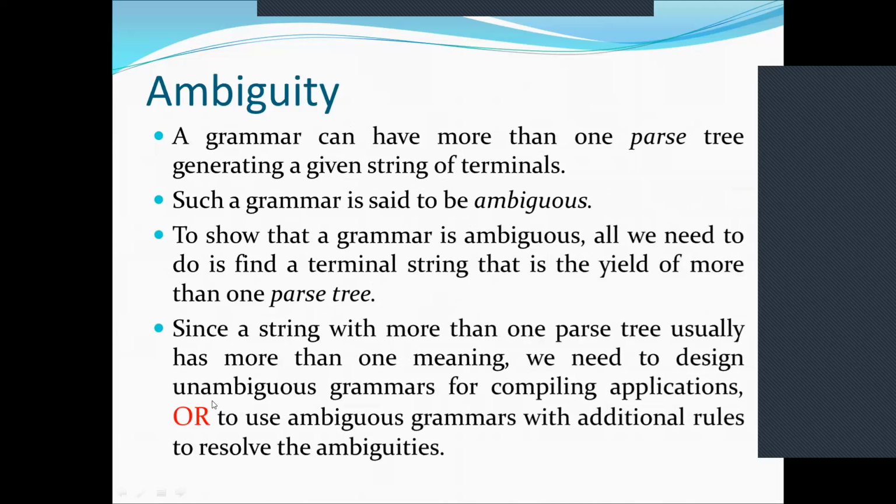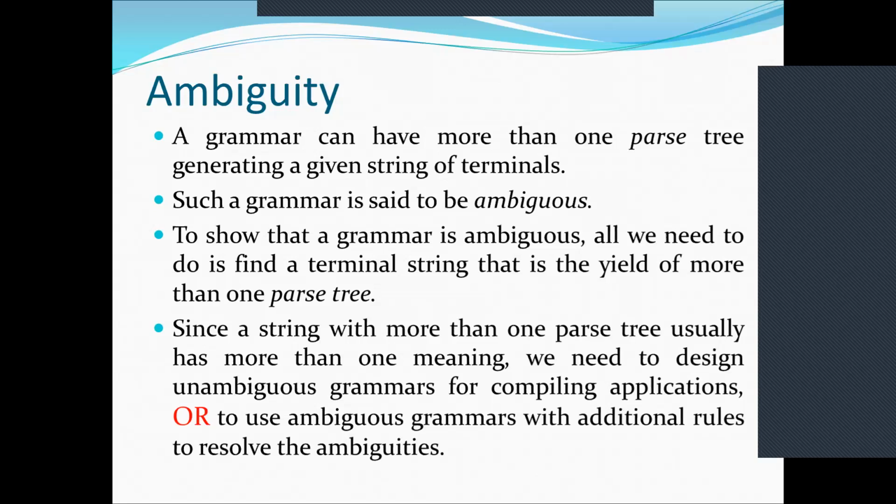Before going to that, we'll see something called ambiguity. What is ambiguity? Ambiguity means a discrepancy, any loophole that you can see in the solution. That is the ambiguity. So what is ambiguity? A grammar can have more than one parse tree generating a given string of terminals.